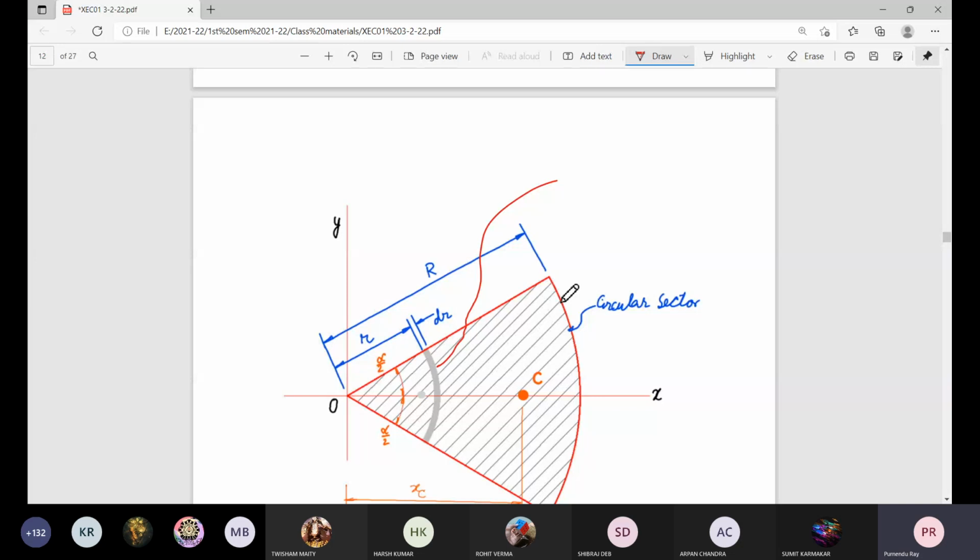dA is r alpha dr. R alpha is the length. This length is r alpha, and the thickness of this line is dr. So r alpha multiplied by dr, this is the area of this element, right? And the individual centroid of this line element is here. Distance of this centroid of this small element, it is an area element, but we are considering a very small value of dr.